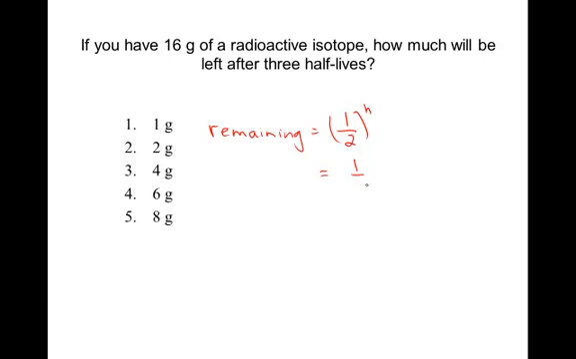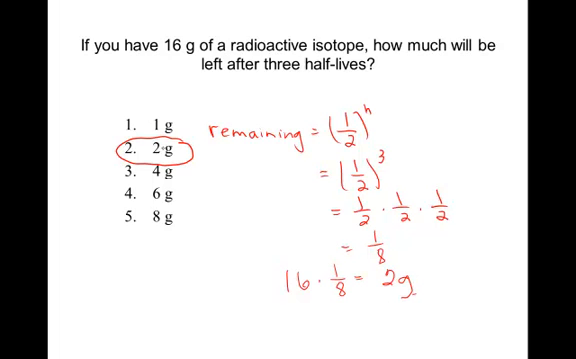So I would take 1/2 to the 3rd power, which means I have to take a half times a half times a half, and a half times a half would be a 4th, times another half would be 1/8. So I would have 1/8 of the 16 grams that I started with remaining. So 16 times 1/8 would be 2 grams is how much I would have left. And that's how you're going to solve a half-life problem.